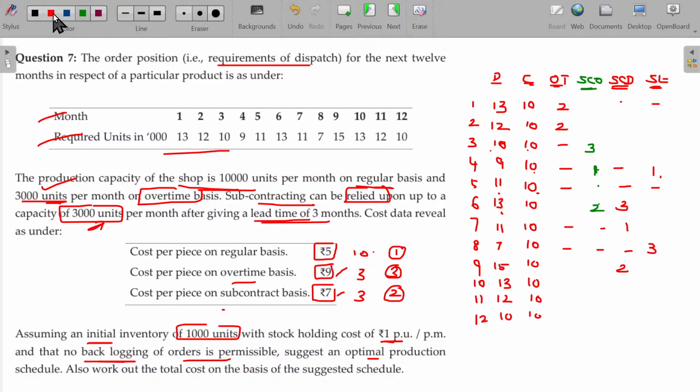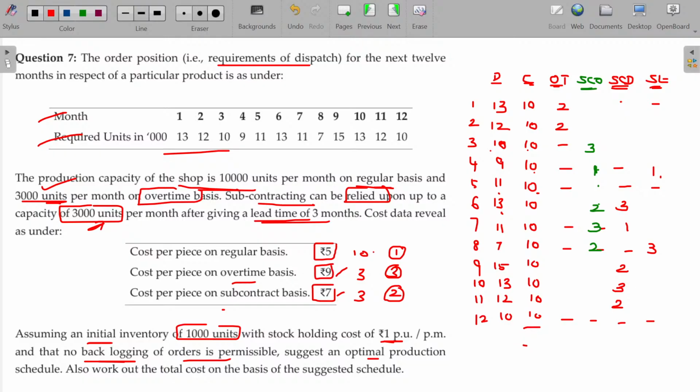And 10th month, 13 is needed, 10 is manufactured, and 3 is shortage. This 3 can be ordered 3 months ahead with the subcontractor, and he delivers by this time. And 11th month, 12 is needed and 10 produced, 2 is shortage, which can be manufactured using the subcontract by intimating him 3 months earlier. And last, we don't have any additional requirement.